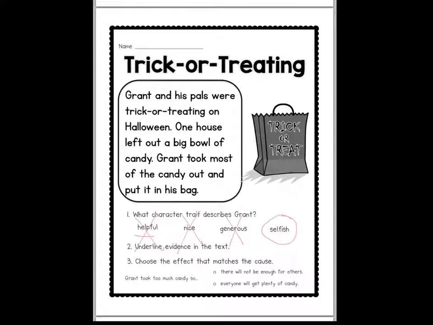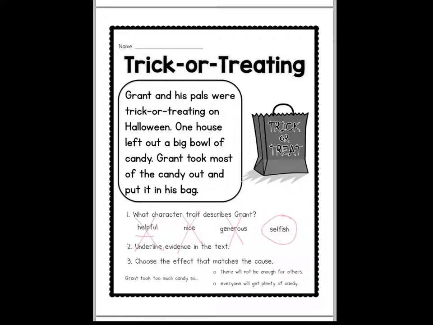Number 2, underline evidence in the text. Remember, evidence means how you know that you picked the correct answer. I'm going to look back in the text and read it again. And if I see a part that shows where he was selfish, that's what I'm going to underline. Grant and his pals were trick-or-treating on Halloween. One house left out a big bowl of candy. Grant took most of the candy out and put it in his bag.